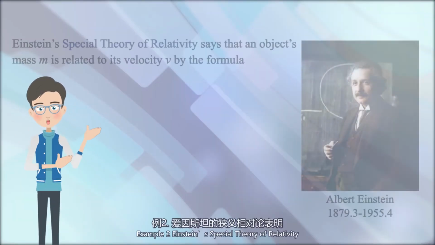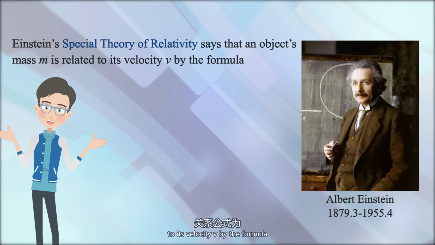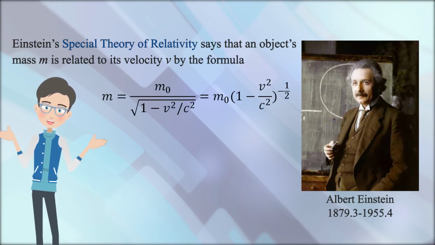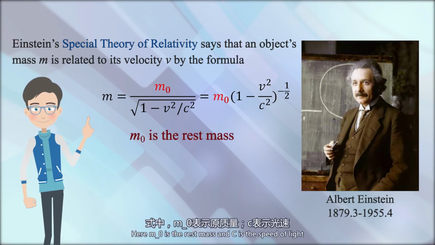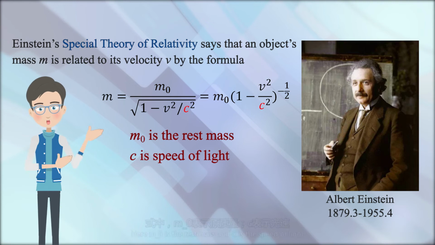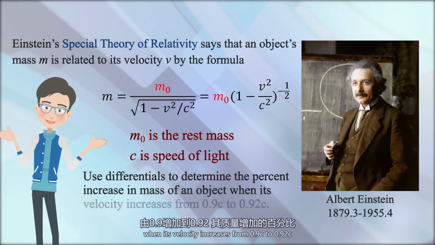Alright, let's see another example from special theory of relativity. Jordanson, would you like to read this problem for me? Yes. Example 2. Einstein's special theory of relativity says that an object's mass, m, is related to its velocity, v, by the formula m equals m0 over square root of 1 minus v squared over c squared. Here m0 is the rest mass and c is the speed of light. Use differentials to determine the percent increase in the mass of an object when its velocity increases from 0.9c to 0.92c. Thank you so much, Jordanson.